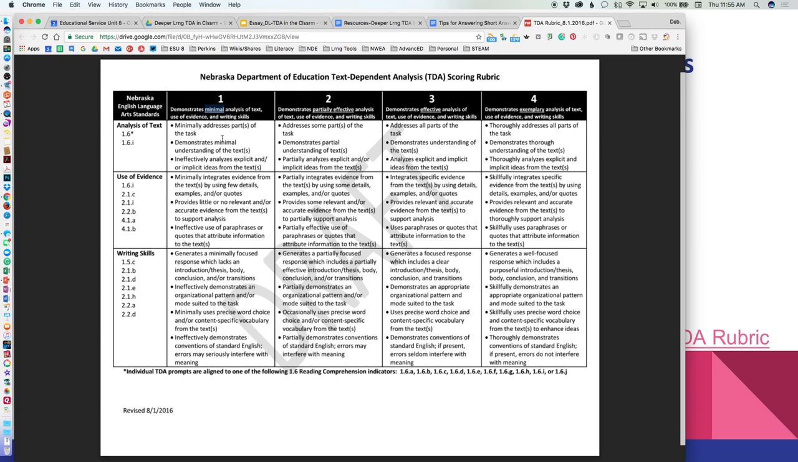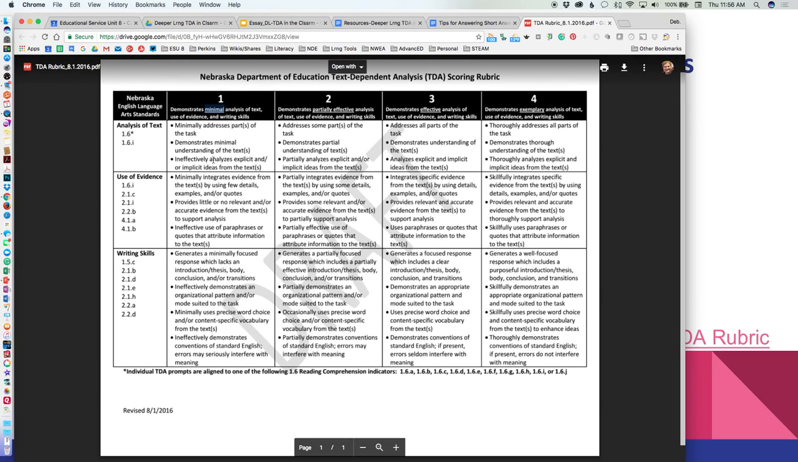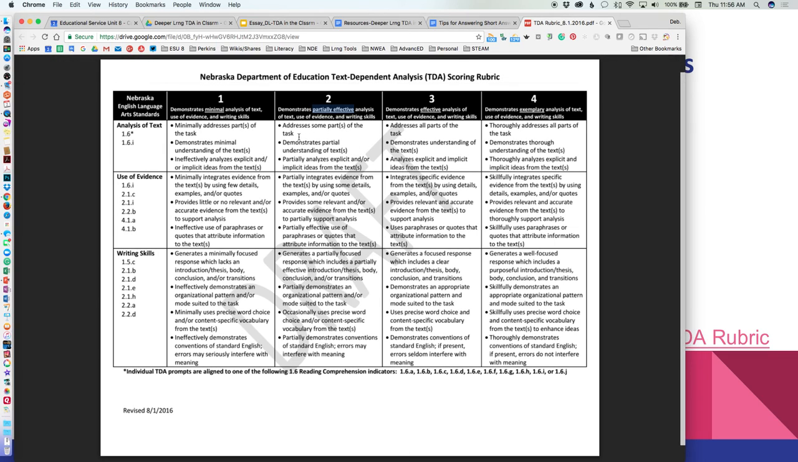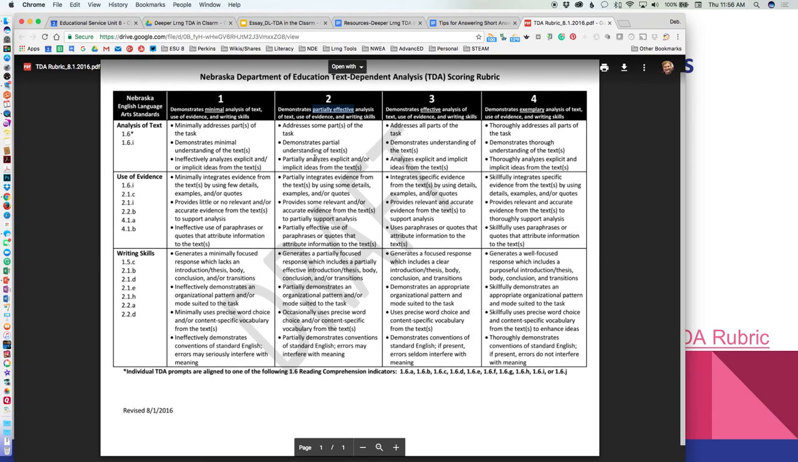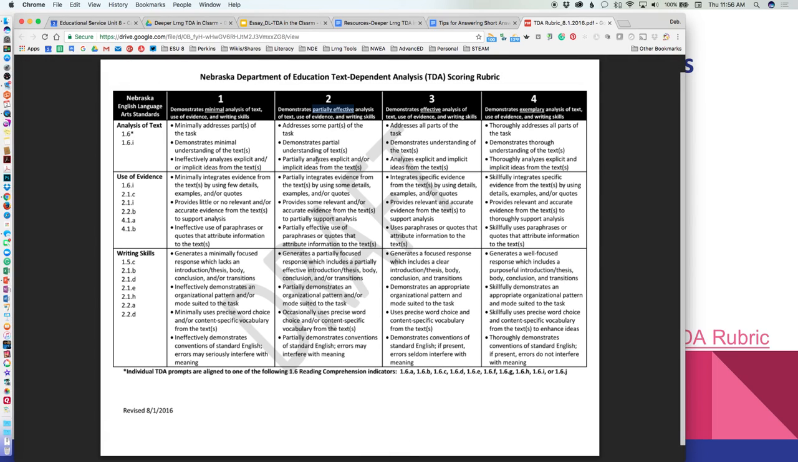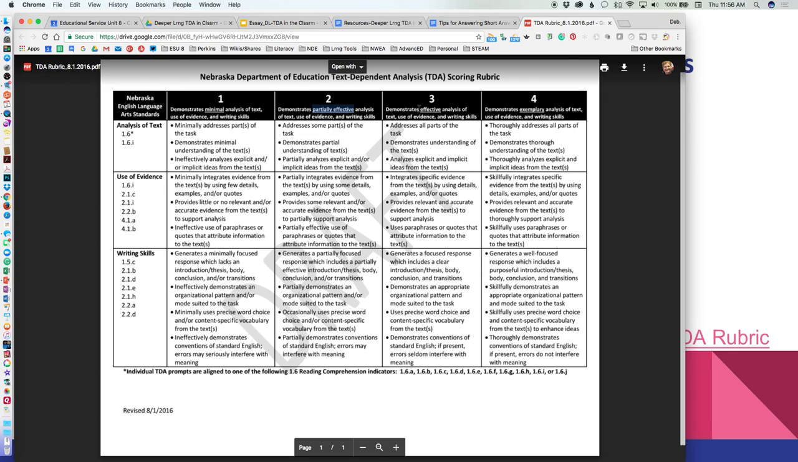A scoring point of one is minimal. So we look at all of these indicators in analysis of text, use of evidence, and writing skills, and these are all identified as minimal. When we look at a level two performance, it is partially effective. As we can see, an analysis of text addresses some parts of the task. So they're working on it. They're close to being effective, but they just don't have all of it addressed. Partially integrates evidence, partially provides some relevant and or accurate evidence from the text, generates a partially focused response, and so on and so forth.